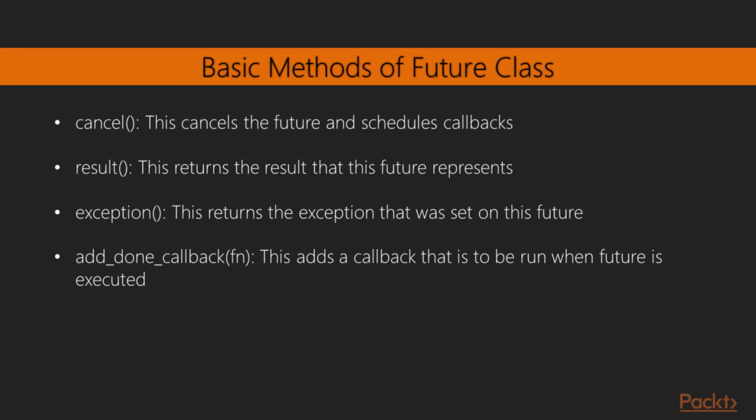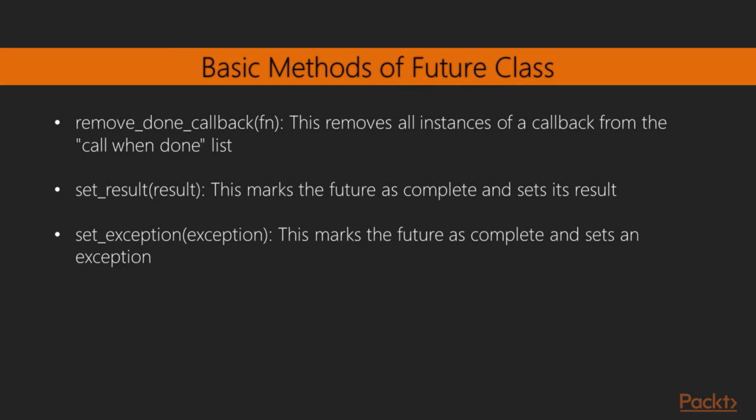4. Add done callback function. This adds a callback that is to be run when the future is executed. 5. Remove done callback function. This removes all instances of a callback from the call when done list. 6. Set result. This marks the future as complete and sets its result. 7. Set exception. This marks the future as complete and sets an exception.